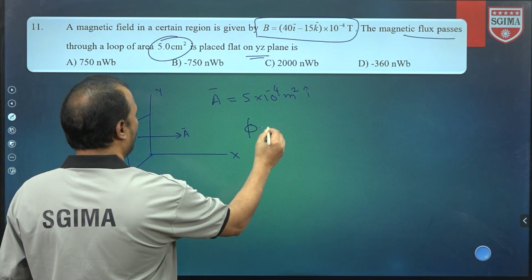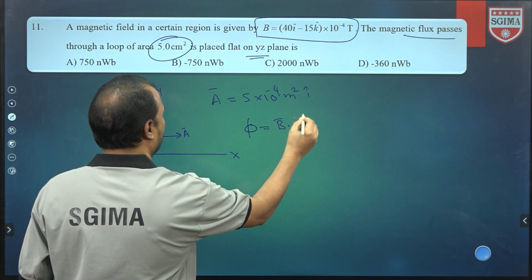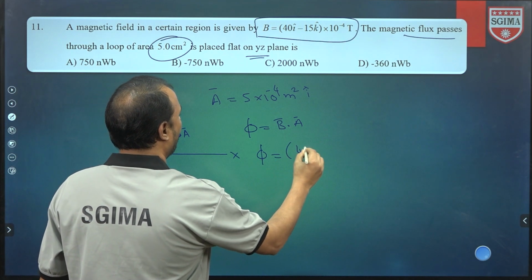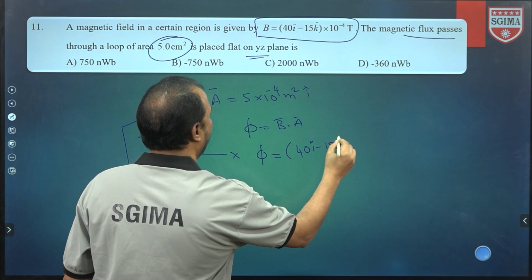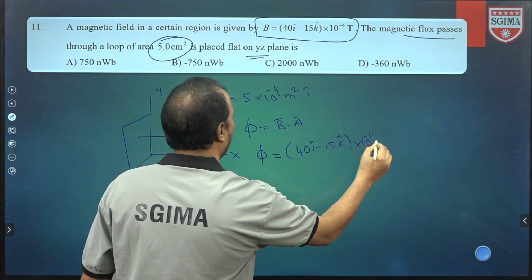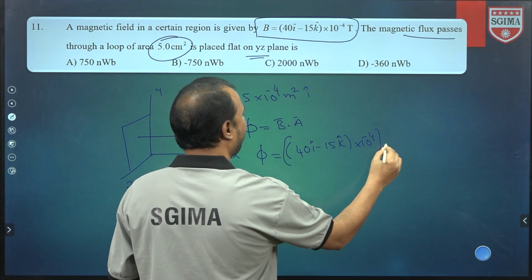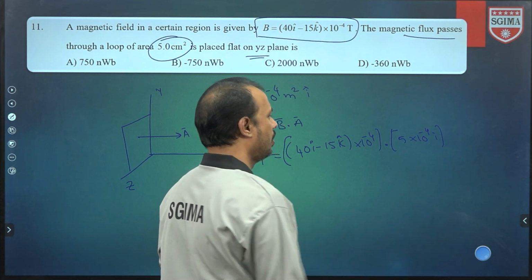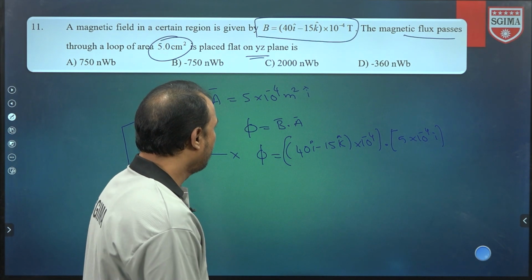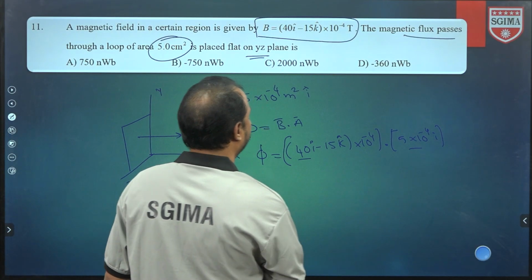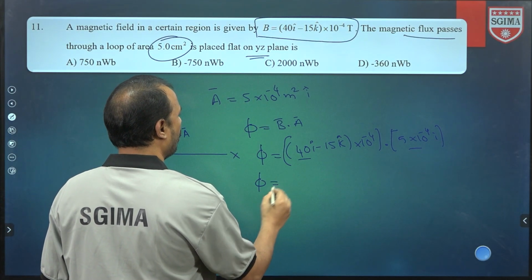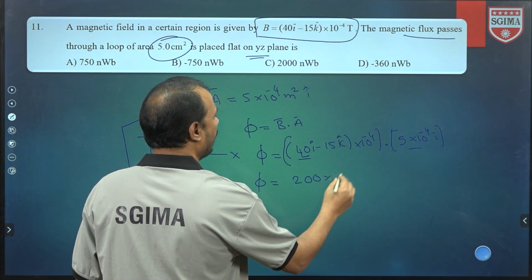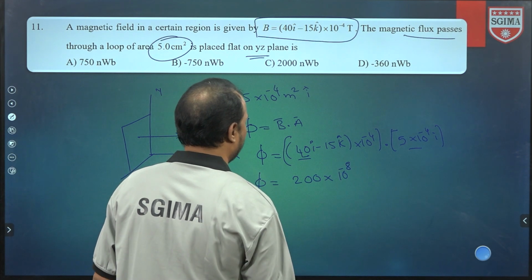So the magnetic flux, we know, is a scalar product, B bar dot A bar. The magnetic field is given as 40 i plus 15 k cap, multiplied by 10 power of minus 4, dot the area, which is 10 power of minus 4 i cap. So we know how to calculate the dot product. Simply you have to take i with i, which gives flux phi equal to 40 into 5, which is 200, 10 power of minus 8.